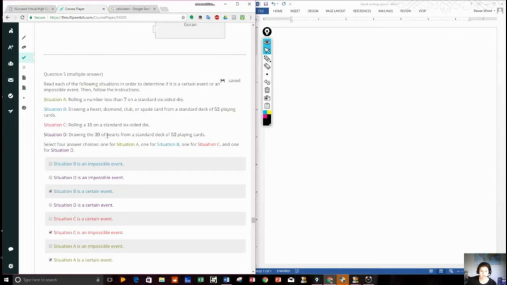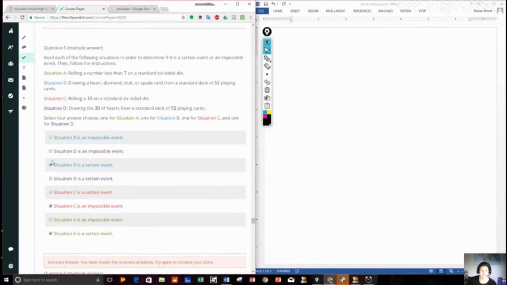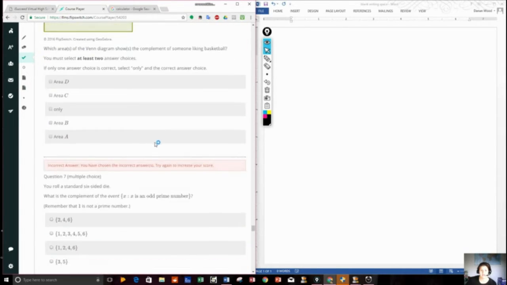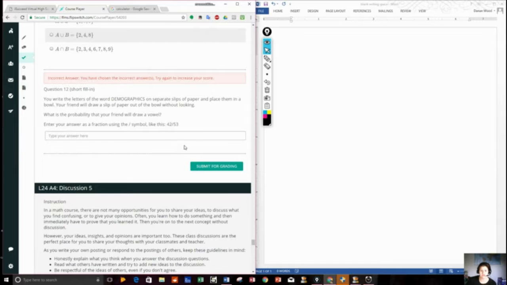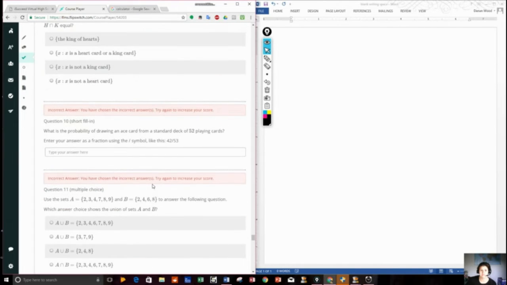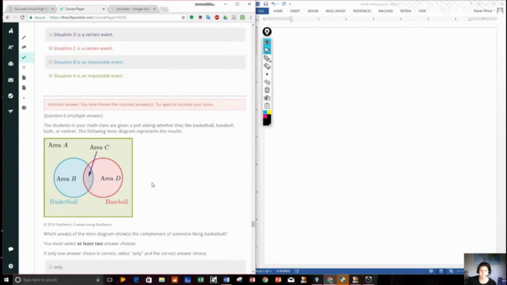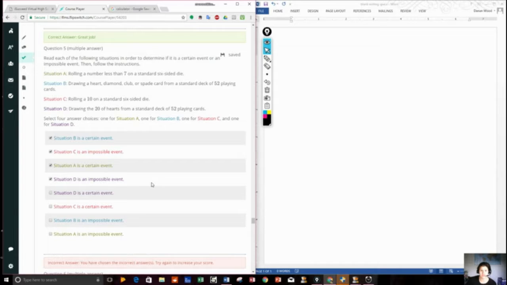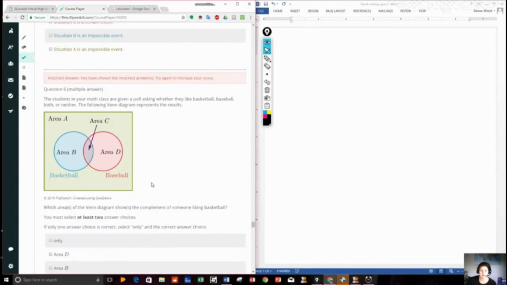Drawing the 20 of hearts from a standard deck of 52 playing cards. Alright, well, there's not a 20 of hearts, so situation D is impossible as well. Let's come down here and submit that for grading. Great job. All right, question 6.